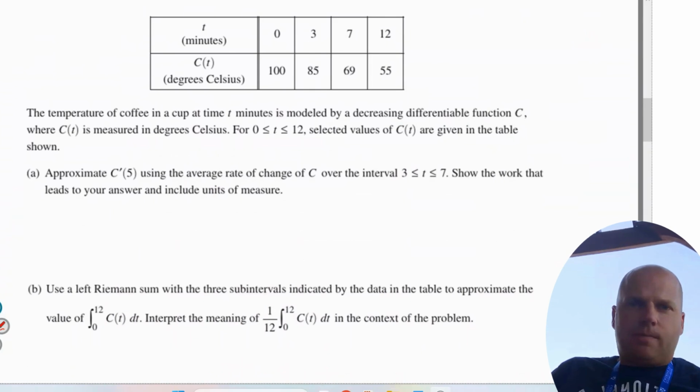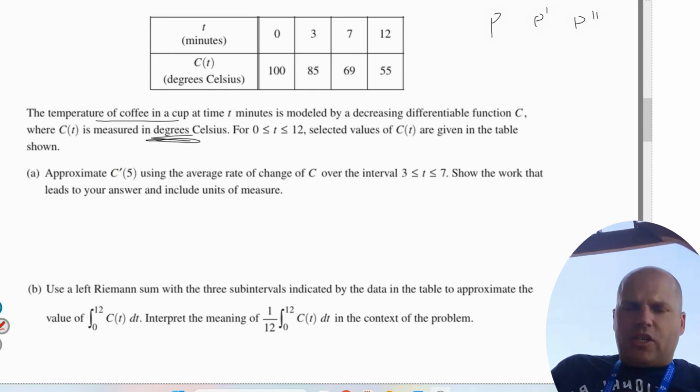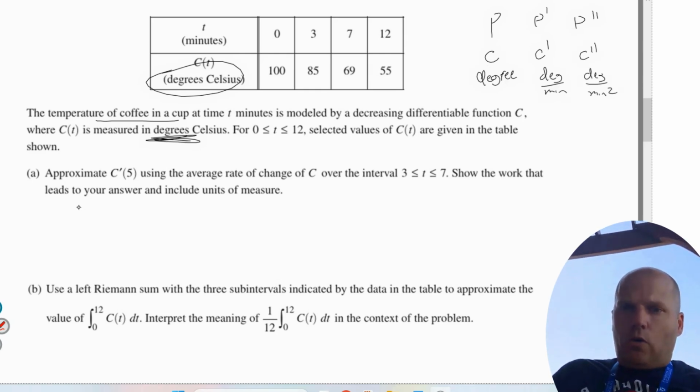What's important with this question is understanding that the temperature of the coffee in the cup is in degrees. We are in the position land. C of t, which is in degrees, is a position. Velocity would be c prime, which would be degrees per minute. Acceleration, c double prime, would be degrees per minute squared.